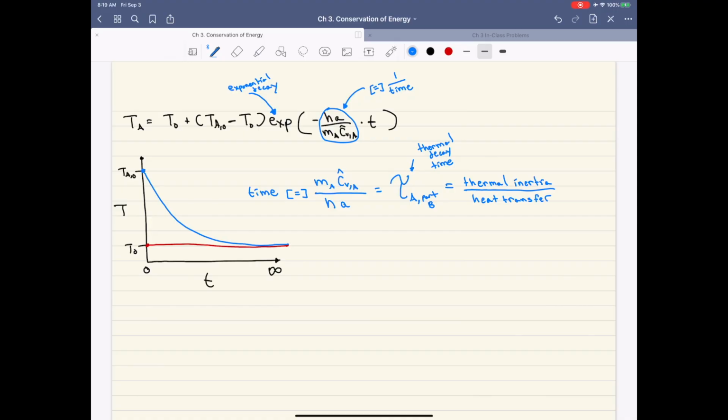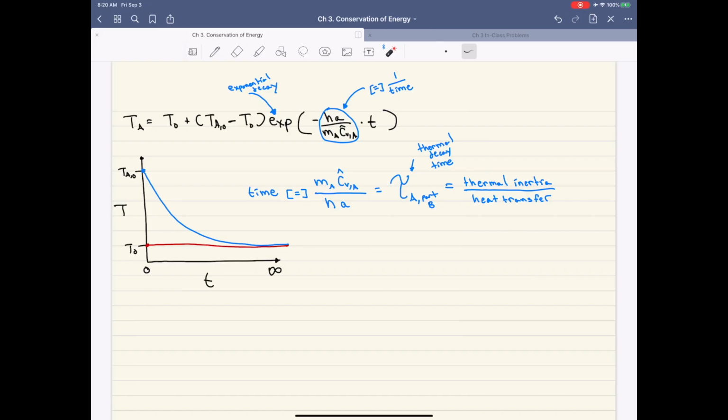Okay? And so the way to think about it is, if the thermal inertia of the system is much larger compared to the speed of heat transfer, your tau A, your thermal decay time, is going to be very large. And if it's very large, the reciprocal of it is going to be very small. And so that would mean that your system would take much longer to actually decay towards its equilibrium temperature. Okay? Because, once again, thermal inertia is so high, it takes a long time for that system to actually change its temperature.